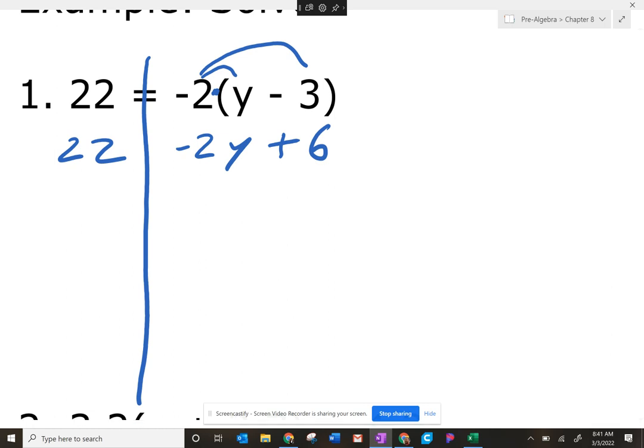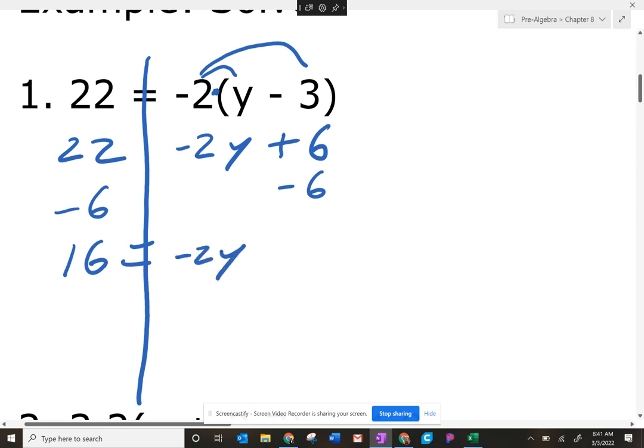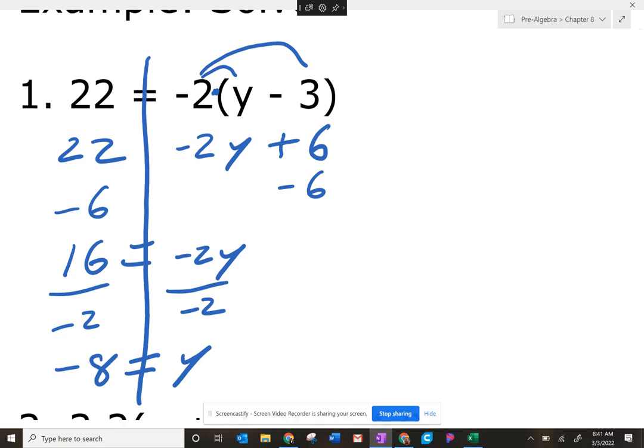Okay, I want to get the y on the side all by itself. So if this has a plus 6, I'm going to subtract 6 to both sides. 22 minus 6, that gives me 16 equals a negative 2y. I want to get the y all by itself, so I divide both sides by negative 2. My final answer is y equals negative 8. Just follow along those steps.